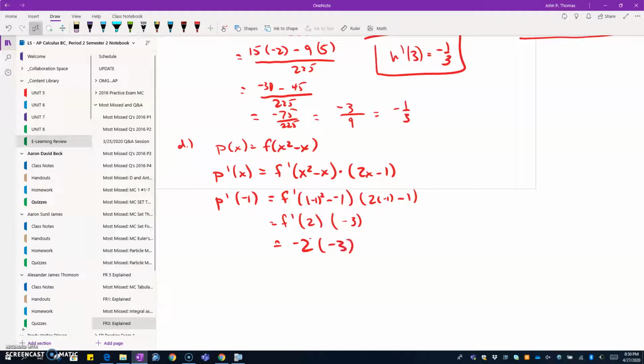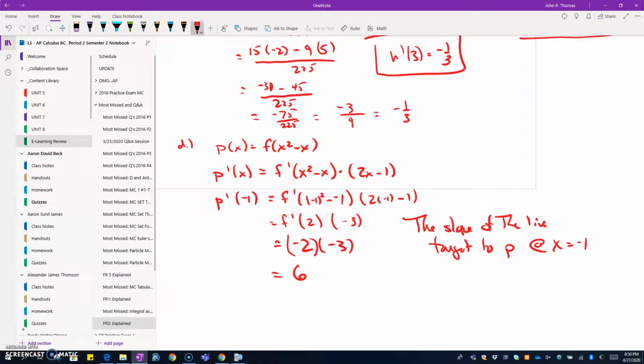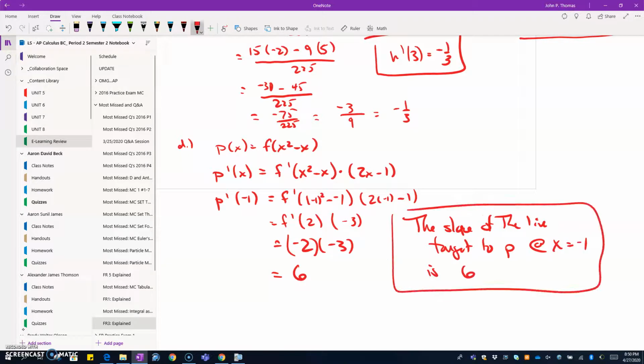We have that times a negative 3. That's going to give us a 6. Alright, so we'll say the slope of the line tangent to p at x equals negative 1 is 6. Alright, and that'd be our final answer for that one.